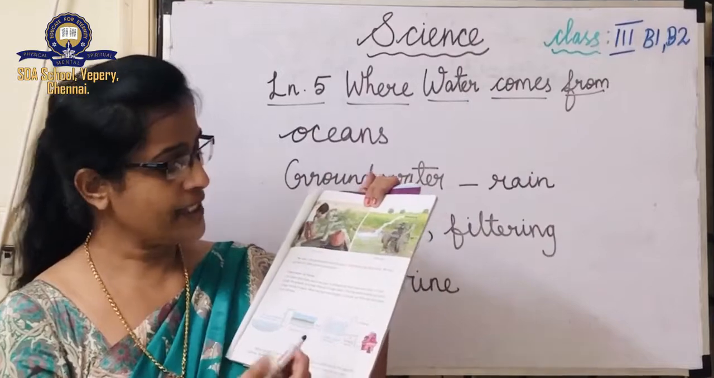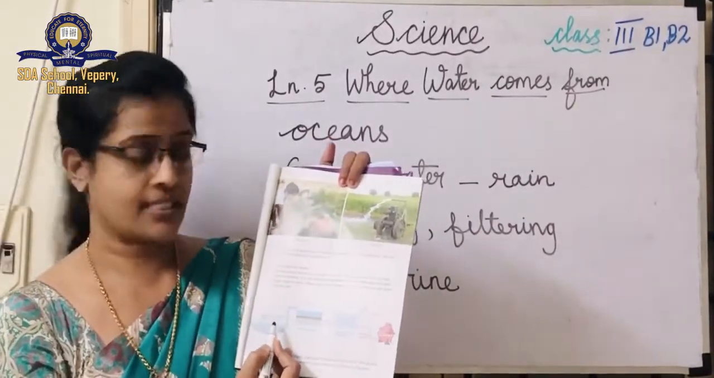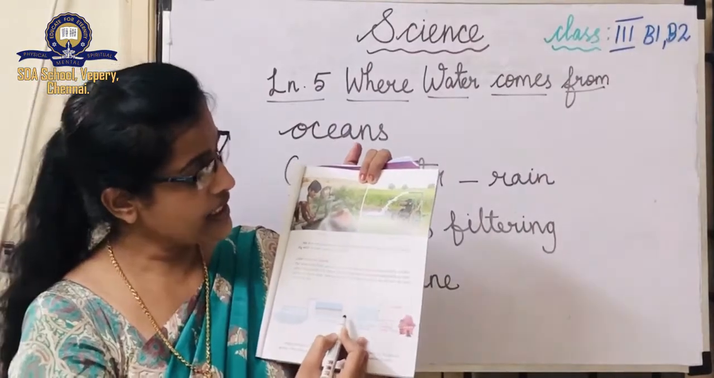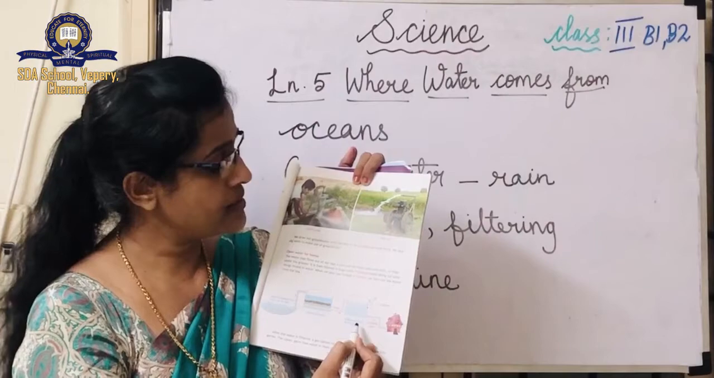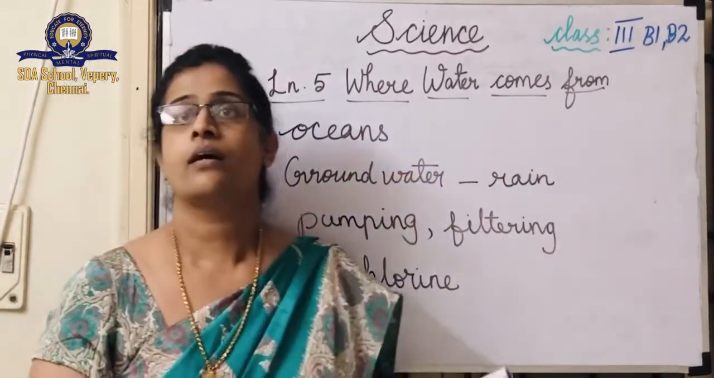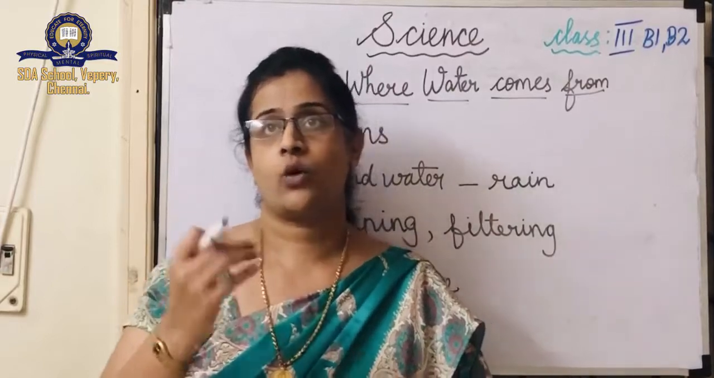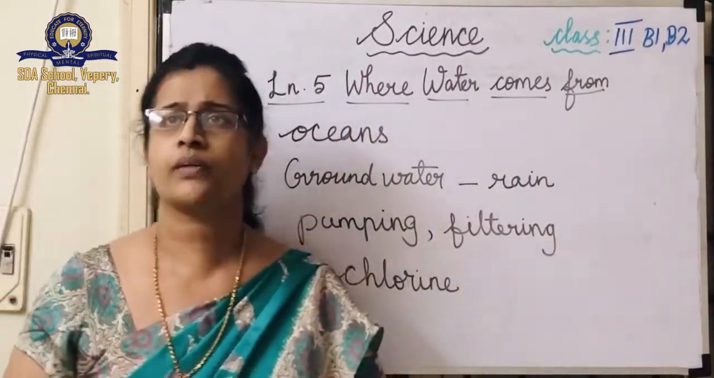You can see it in the picture. Water is pumped out of a river or lake, first step. Second, water is filtered and chlorine is mixed to kill the germs. And then the drinking water is sent. Okay? Next we're going on to drinking water.